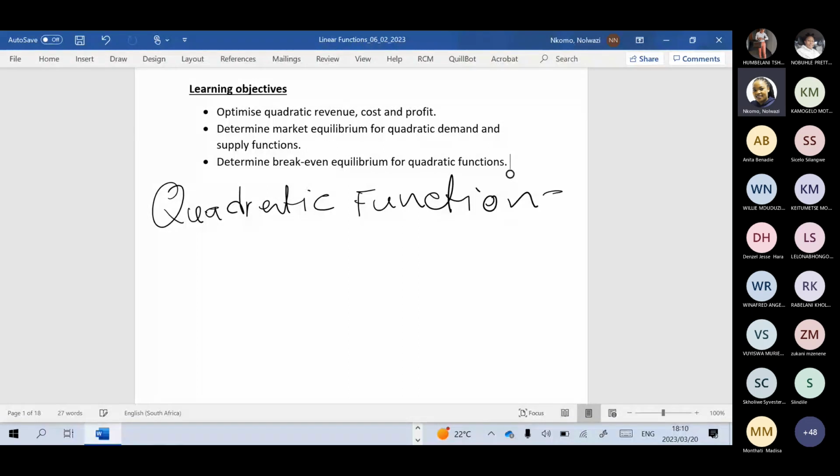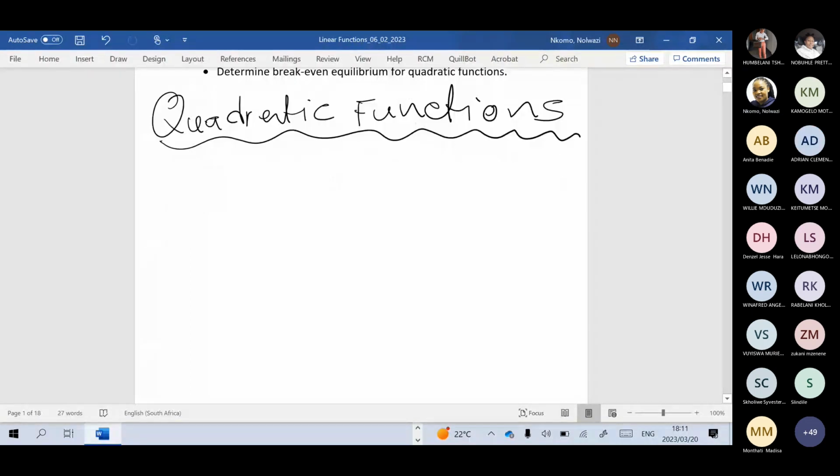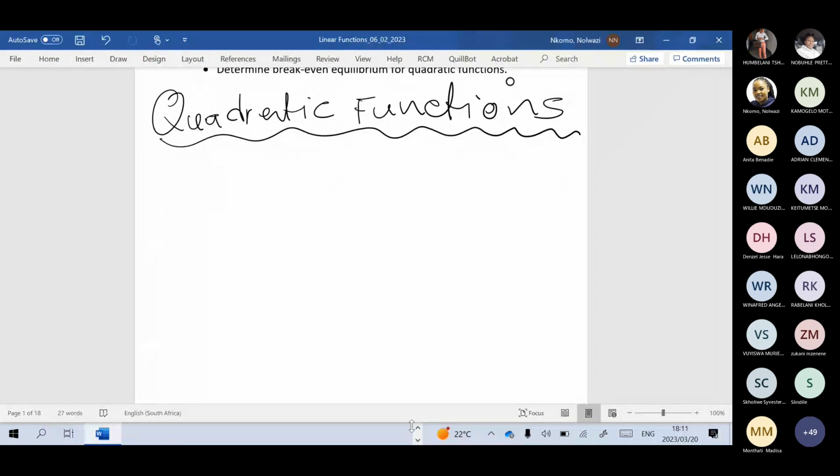Before we even start with quadratic functions, we need to look at the properties of quadratic functions, so that you'll be able to identify or plot them. In this module, I won't be asking you to plot them, but you still need to know how to plot them.